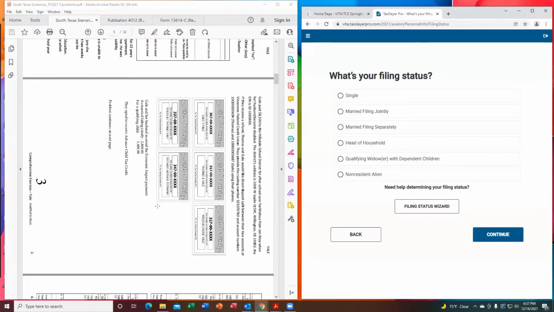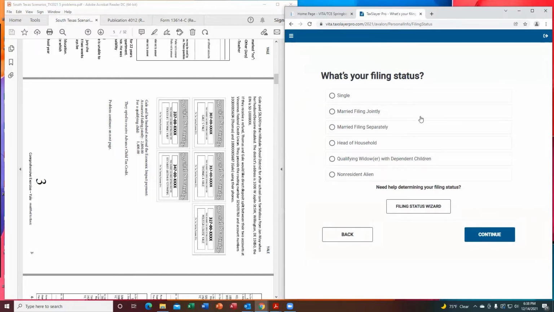So we already saw the information. In regards to their filing status, what is going to be the filing status for the tax return based on the information that's been provided? What's going to be the filing status? Married filing jointly. Okay, and again, this is based on the information that's been provided to us.